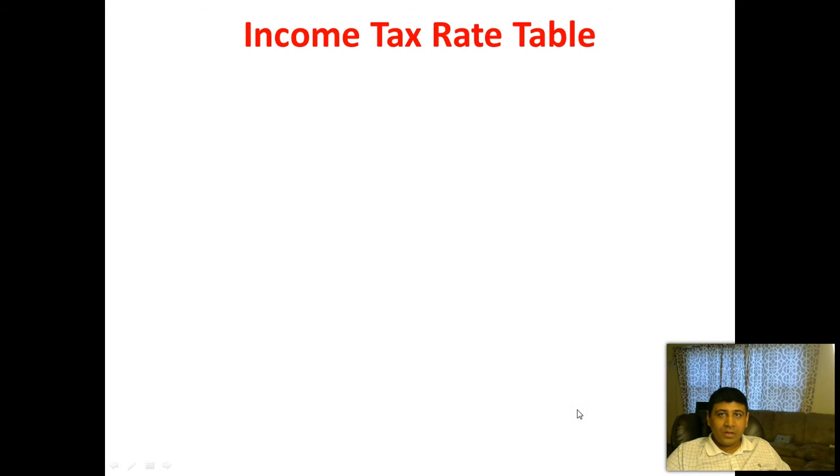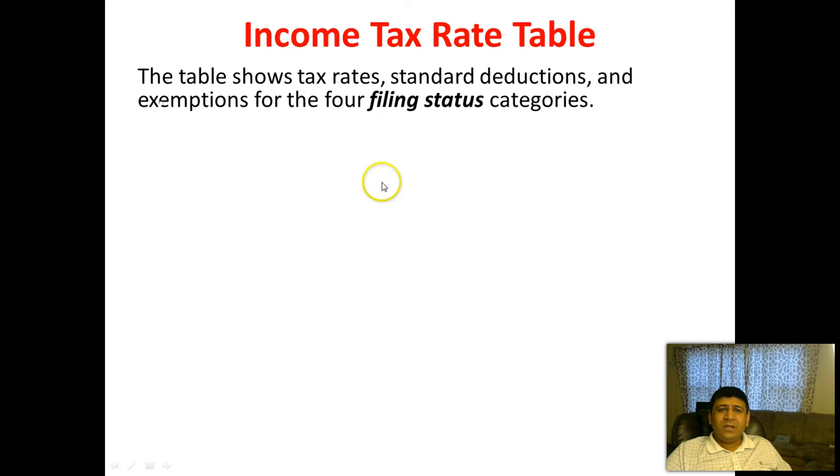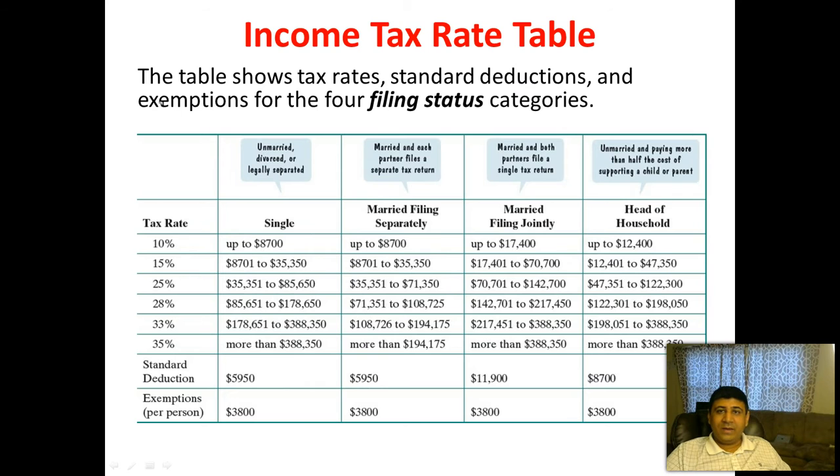Now just for your information, here is a table which shows the tax rates, and as I said earlier, the tax rates depend upon how much you make and your marital status. Are you single, are you married, are you filing single but still married, or whatever it is. Those four categories: married, divorced, legally separated, married each partner files separately, married filing jointly, unmarried and paying some of the cost supporting a child or parent.